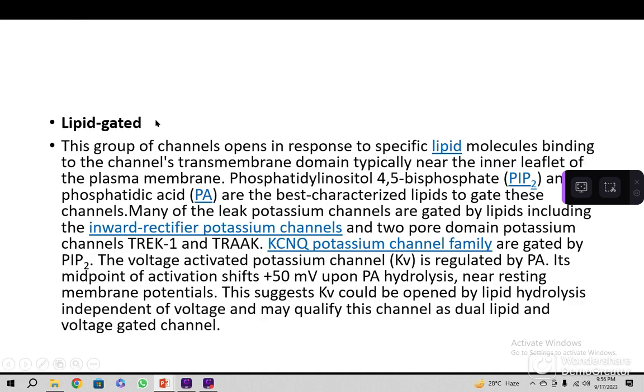And there are also lipid-gated channels, which are called lipid-gated. They depend upon lipid molecules in the plasma membrane, with proteins and lipids, lipoproteins. Specifically, leak potassium channels are gated by lipids, including the inward rectifier potassium channels. This is a channel invented or detected by scientists. Salute to them. And the KCNQ potassium channel family is described.